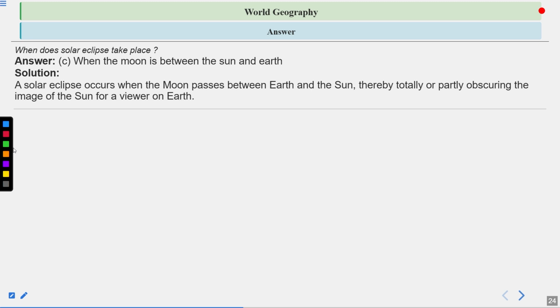So a solar eclipse occurs when the moon passes between the earth and the sun, thereby totally or partly obscuring the image of the sun for a viewer on earth. So the correct answer is C. And a situation in which the sun, the moon and the earth are in a linear position, or in a straight position, that situation is called syzygy.